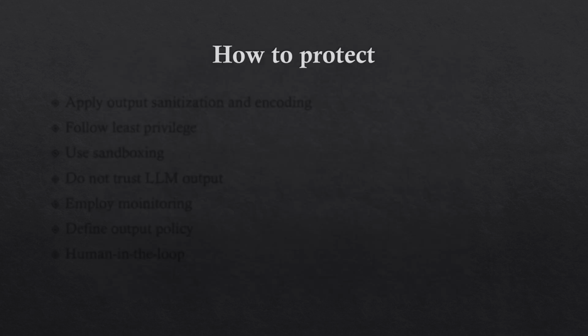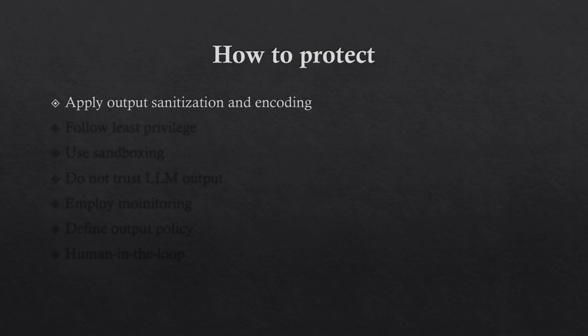How to protect and how to secure your LLM systems against this attack. First, encode and sanitize output, including escaping potential dangerous content in HTML, JavaScript, Markdown, SQL, and other interpretable formats. Apply the principle of least privilege. By granting the model only the minimum permissions it requires, you follow the principle of least privilege.